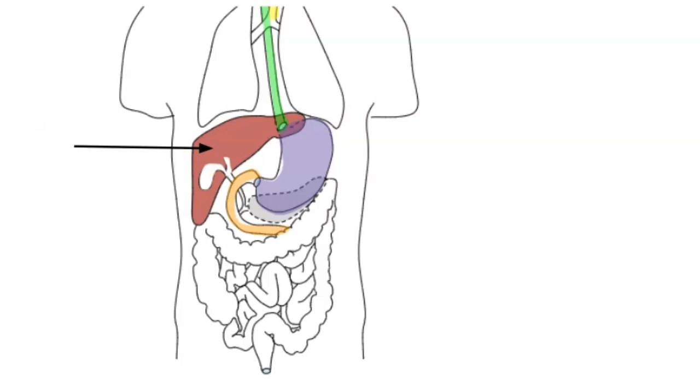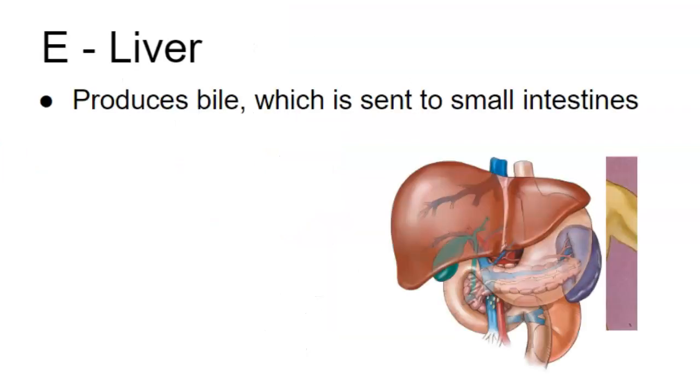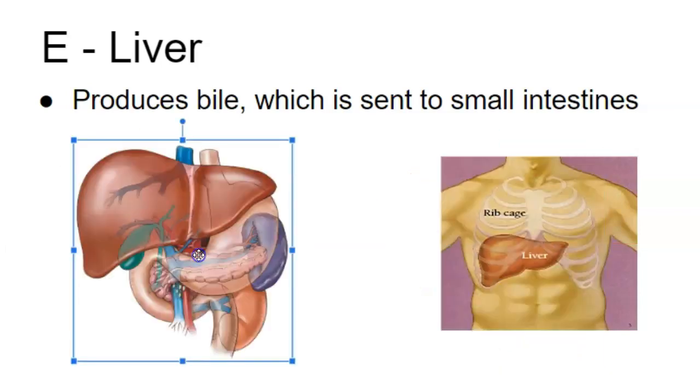The first one we have here is the liver. So this is our liver. And our liver is important because, as you can see, with this little tube, it's connected to our small intestine. So it's going to be delivering some stuff to our small intestine that's super important. Remember, that first part of the small intestine is called the duodenum. And this is where most of our digestion is happening. So our liver, what does it do? Our liver produces something called bile. And bile is sent to our small intestines. So we're going to talk about what bile is in a second.